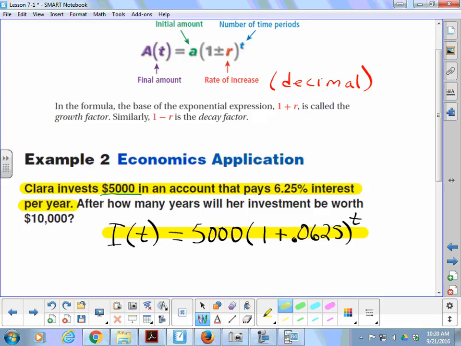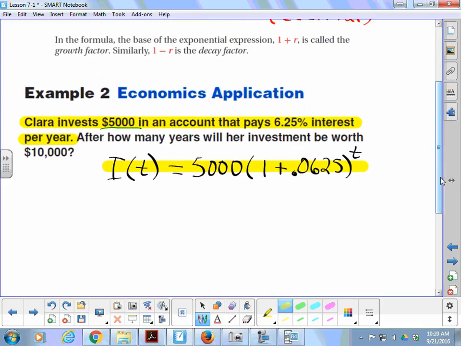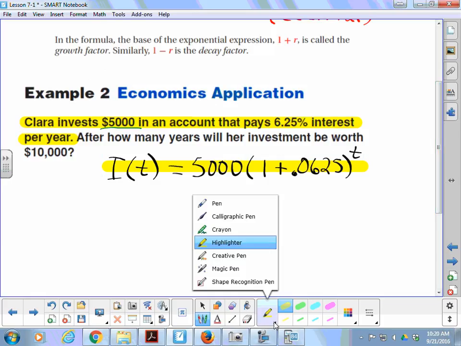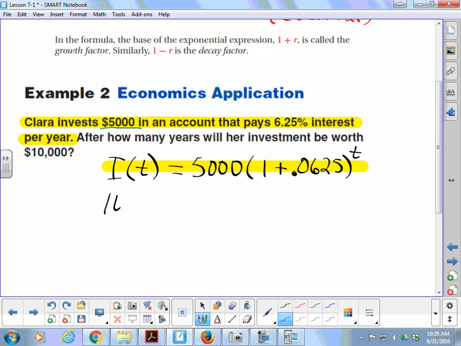Then we're going to answer this question. All right? It says, after how many years will her investment be worth $10,000? Well, the $10,000 then is this number here. So we want to know, when does 5,000 times 1.0625, how long does it take that to equal 10,000?